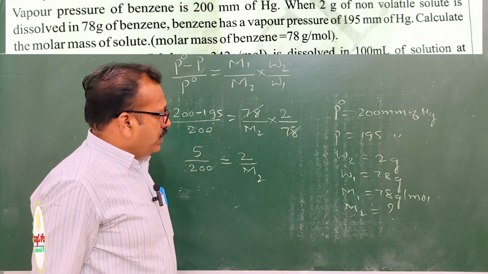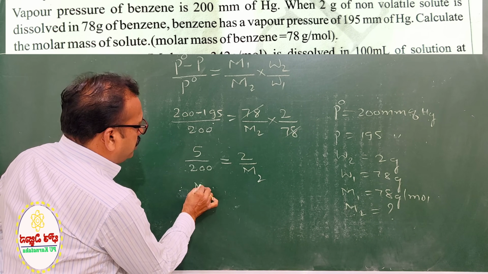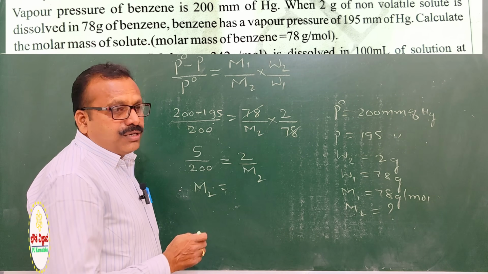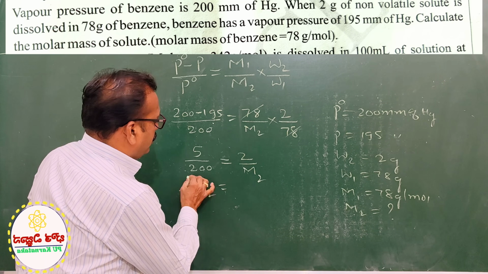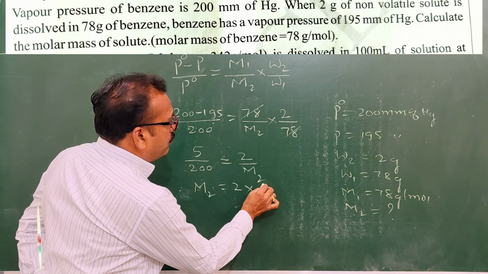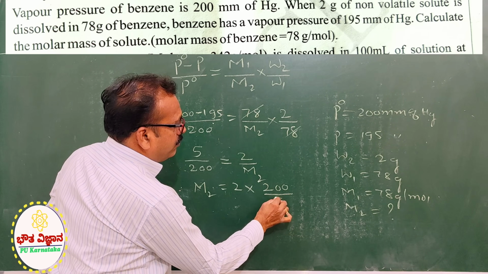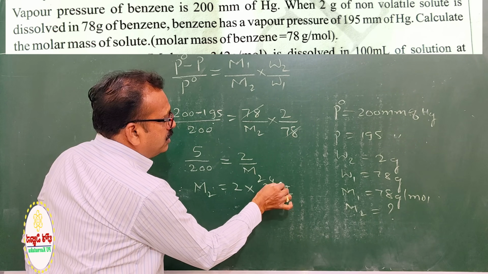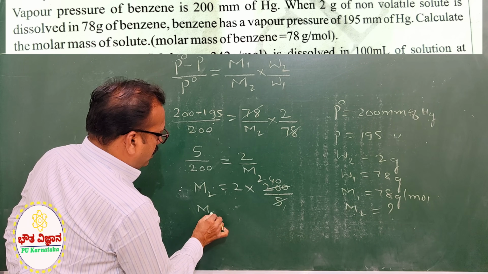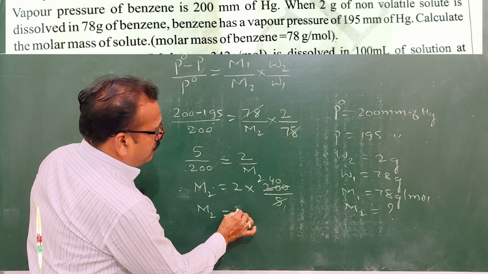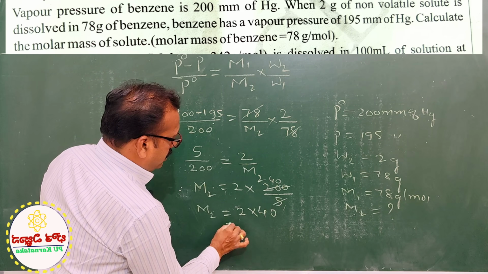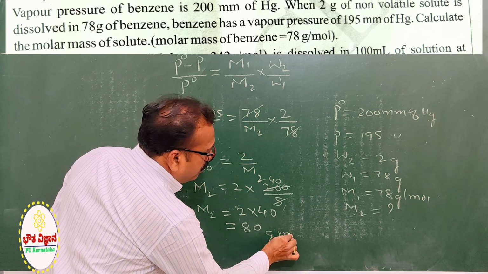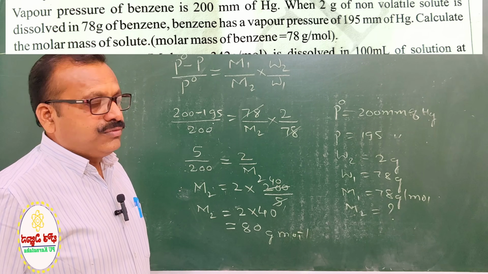Okay. So here we have to take M2 this side because we have to calculate M2, that is molar mass of solute. So 2, if you bring this side, it will become 200 divided by 5. So here you can cancel, 5 fours are 20, and this 0. So you will get M2 equal to 2 into 40, that is equal to 80 gram per mole. This is the first question.